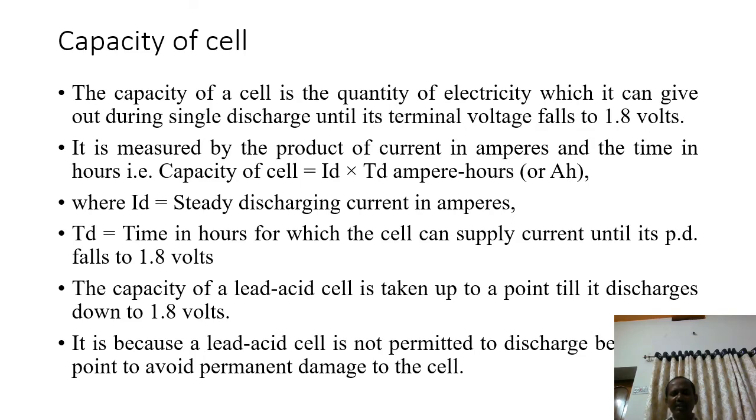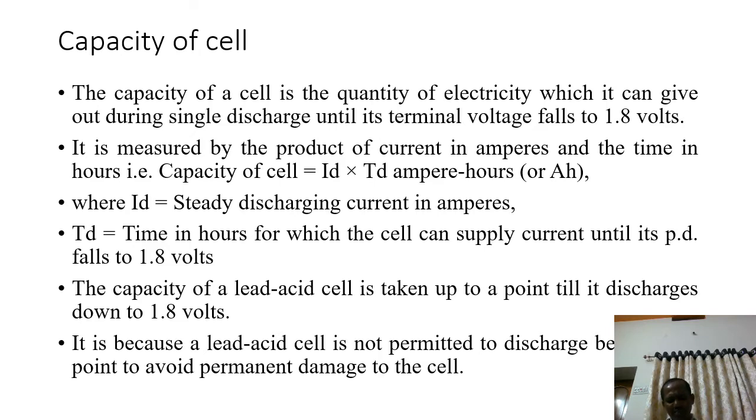What is Id here? Current in amperes. What is td? Time in hours. So ampere hours we can calculate. That is called the capacity of the cell, where Id is the steady discharging current in amperes, td is the time in hours for which the cell can supply current until its PD falls to 1.8 volts.